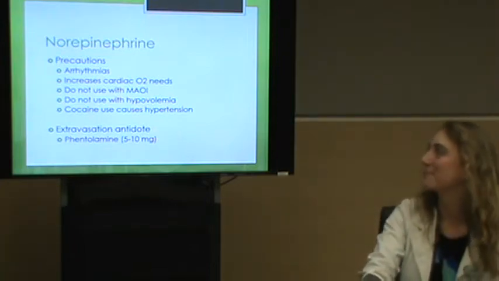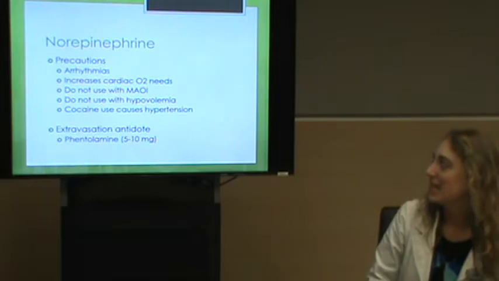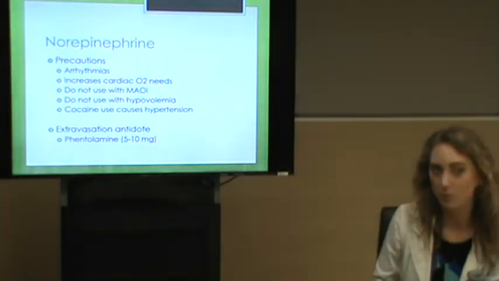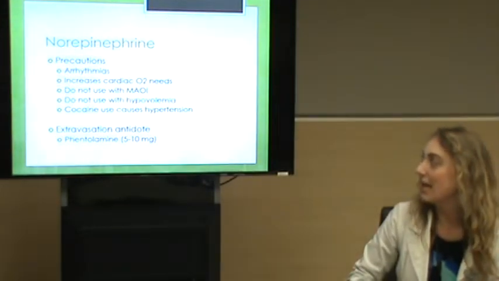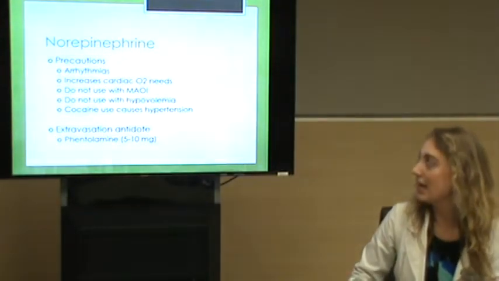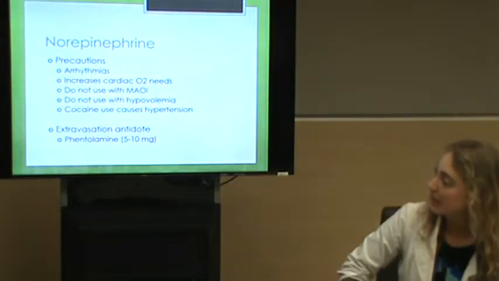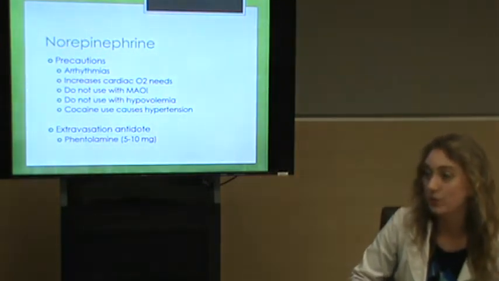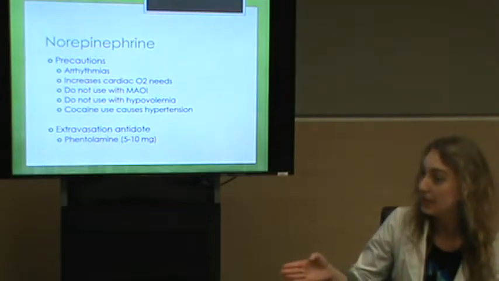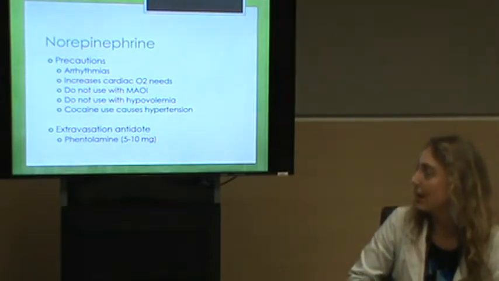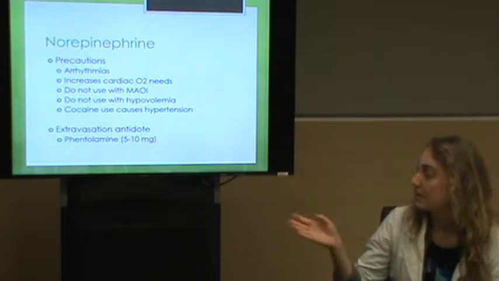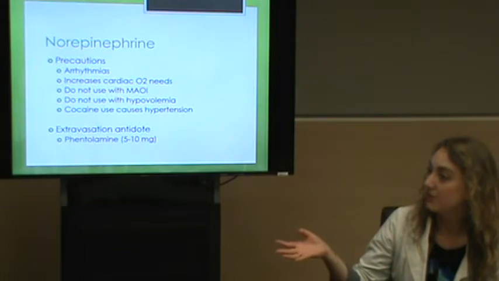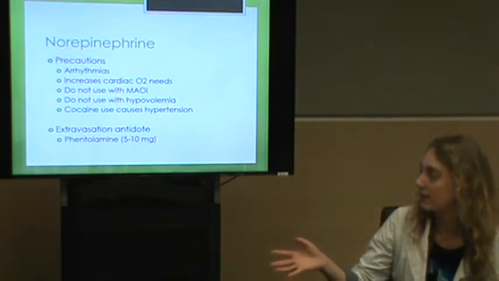Oh, okay. All right. In terms of precautions, a lot of these things, again, fall back into what action the medication causes and what the adverse effects would be for that. So it can cause arrhythmias. It causes an increase in cardiac oxygen need. You need to make sure to not use it with MAOIs or have at least a break in between, as they can cause some pretty serious interactions. They recommend not using it with hypovolemia, but as long as you can correct the patient's volume first, then it's considered relatively safe.